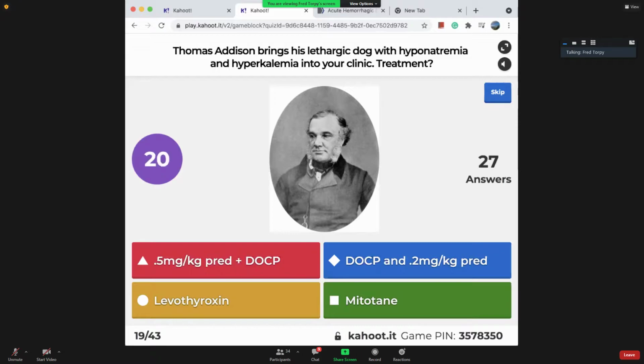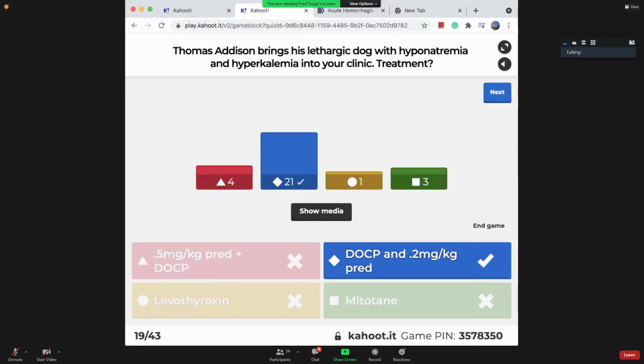Does anybody remember why these dogs tend to get hyponatremia and hyperkalemia? They don't have enough aldosterone. Yeah, exactly. They don't have enough mineralocorticoid activity, with aldosterone being the main one. All right. Good job, you guys.